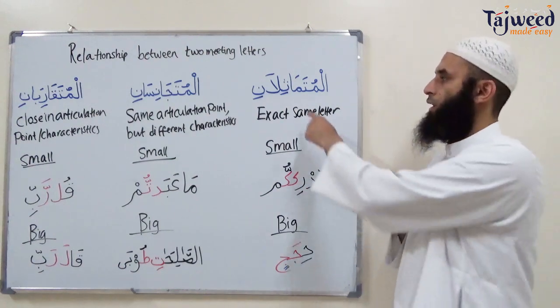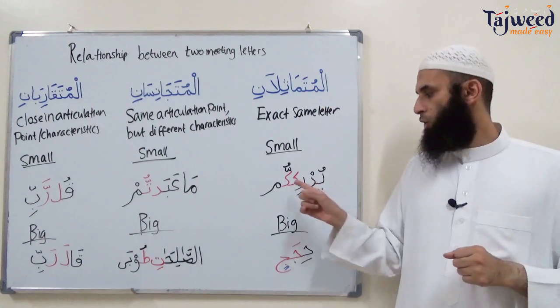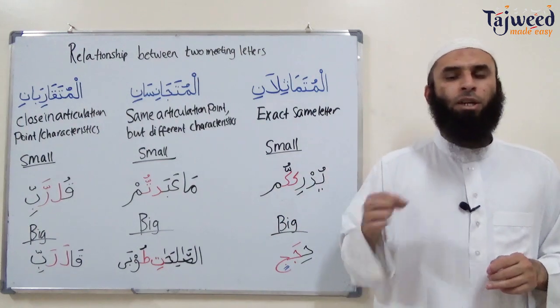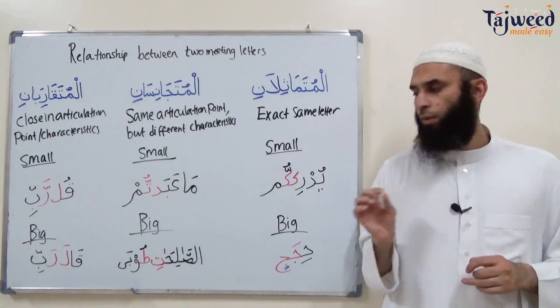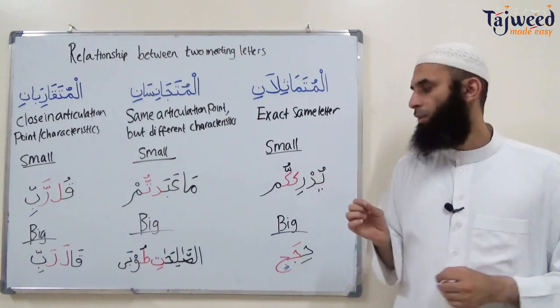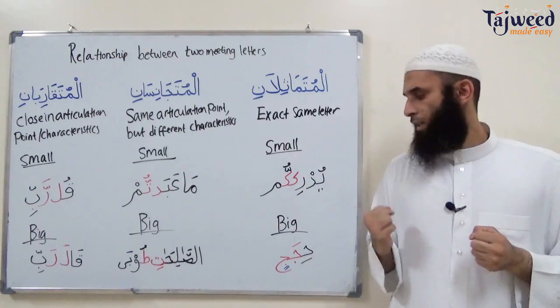For example, al-mutamathilan, we said the two exact same letters which are next to each other. So kaf and kaf, they're next to each other. The first kaf has a sukoon, meaning it does not have fatha, kasra, dhamma. And the second kaf has a fatha, kasra, dhamma. Then we're going to find out how we pronounce a word like this.